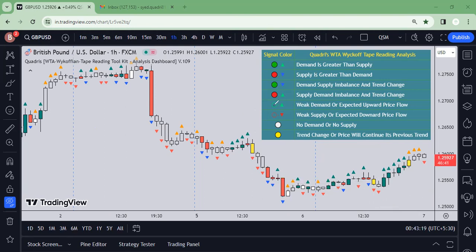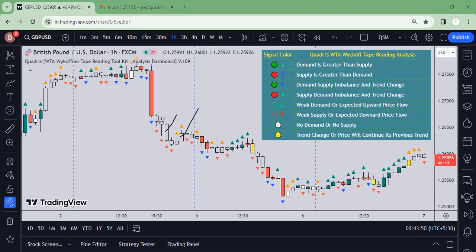Now this one is hollow candles. Hollow candles means these candles. So hollow candles with this kind of triangles, an orange triangle or a green triangle, mean weak demand or that prices are expected to move.